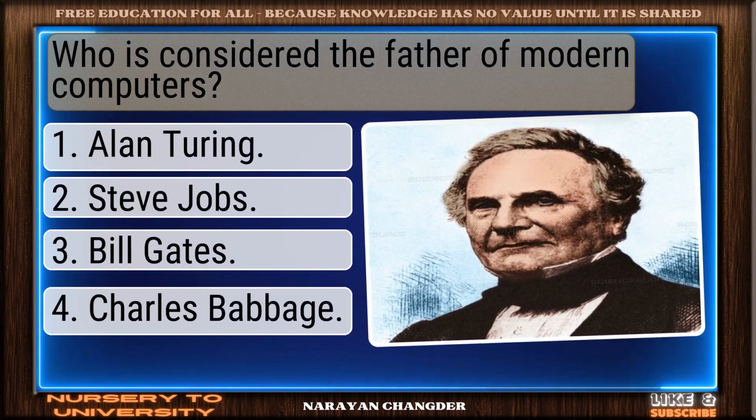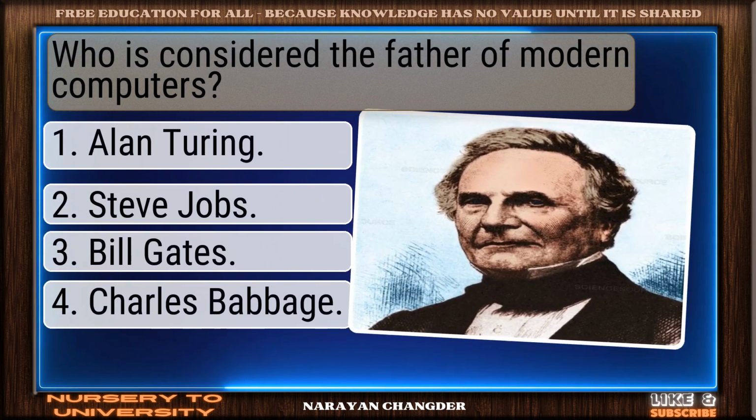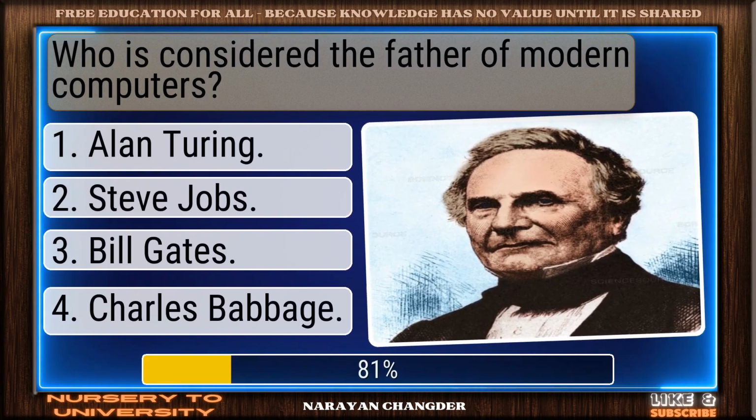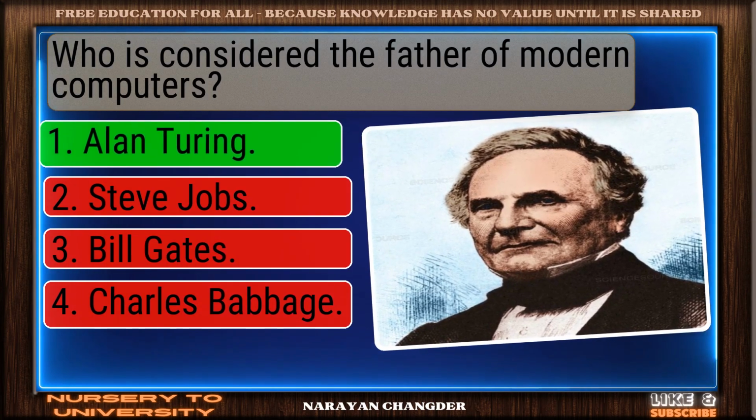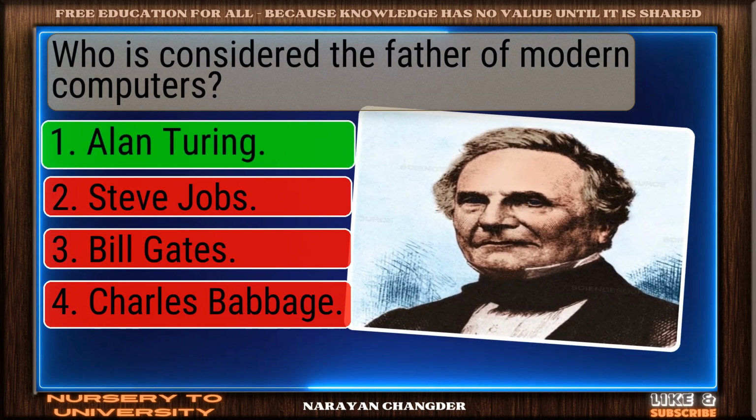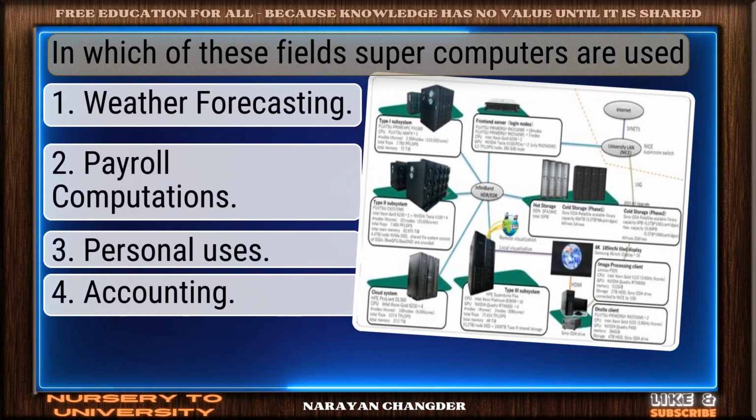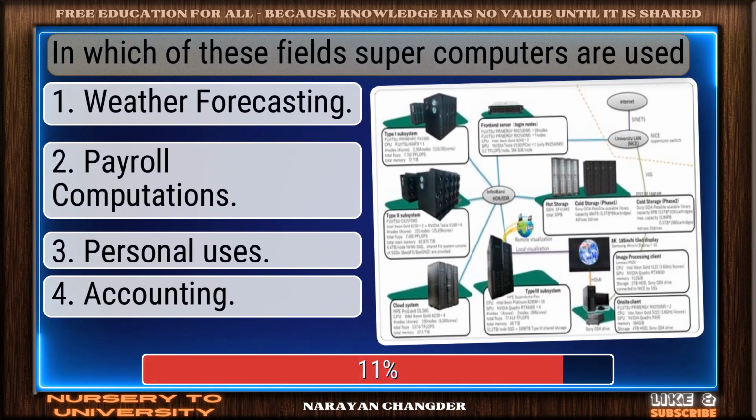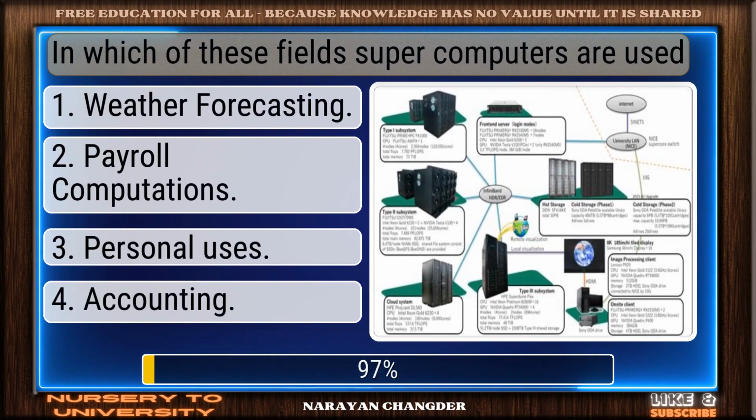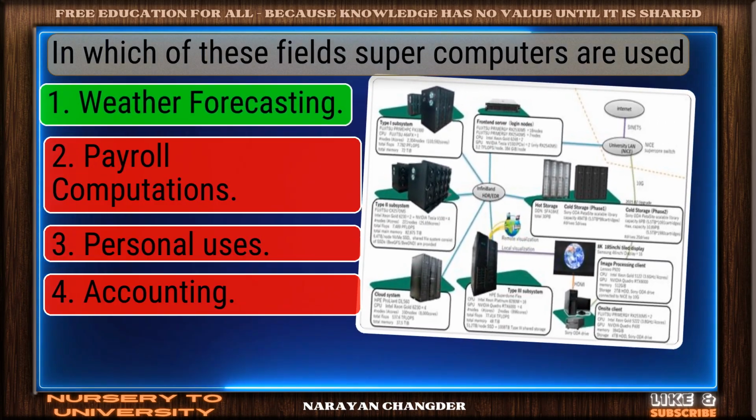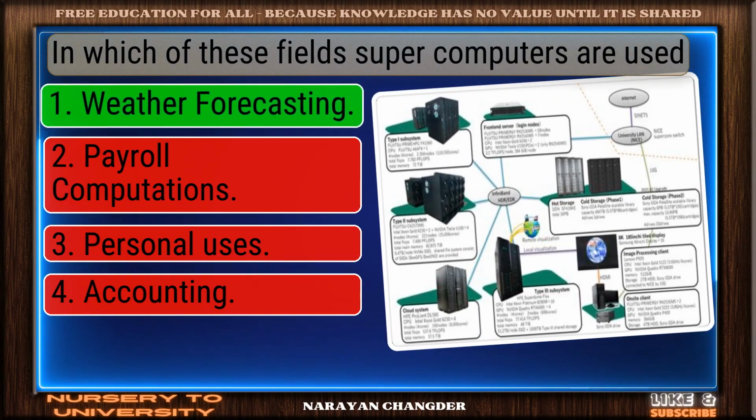Question number 13. Who is considered the father of modern computers? You got it. Your choice, Alan Turing, is right. Question number 14. In which of these fields supercomputers are used? Good job. Your answer, weather forecasting, works well here.